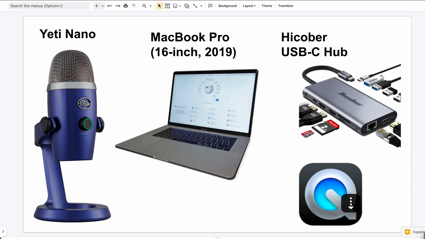So let me first tell you my setup. I have a Yeti Nano, and I record using a MacBook Pro. Since this MacBook Pro has only USB-C and the Yeti Nano is USB-A, I also have a USB-A to USB-C hub. And I use QuickTime to do the recording.